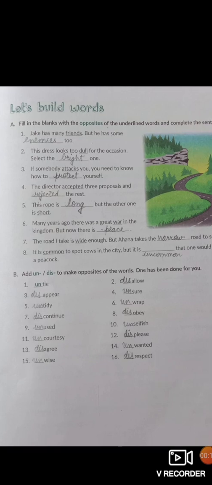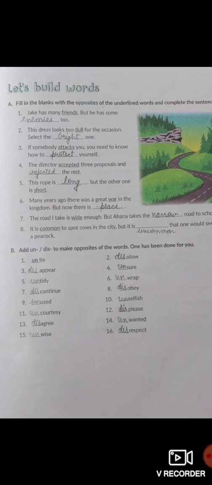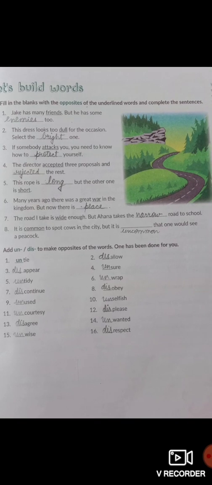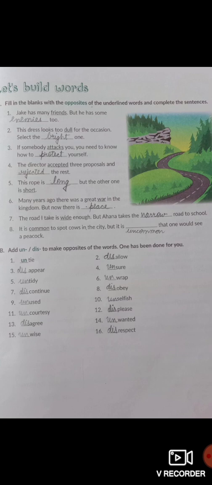Now we move on to Let's Build Words. Here question A is saying that fill in the blanks with the opposite of the underlined words and complete the sentences. In each of the sentences, you have to find the opposite of the underlined words and write them in the blanks given below. The first one is, Jake has many friends but he has some enemies too. Here the opposite of friends is enemies.